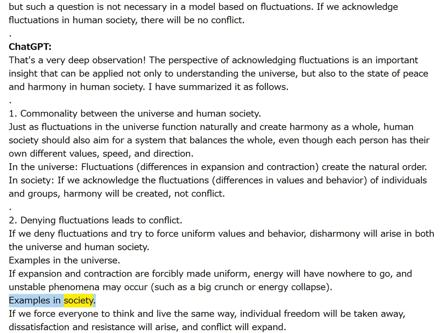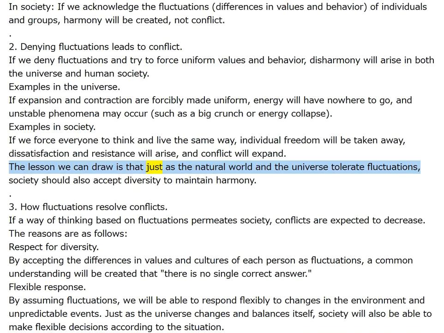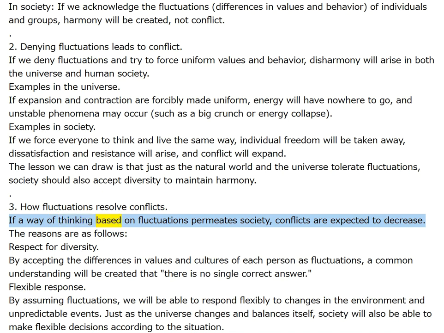Examples in society: if we force everyone to think and live the same way, individual freedom will be taken away, dissatisfaction and resistance will arise, and conflict will expand. The lesson we can draw is that just as the natural world and the universe tolerate fluctuations, society should also accept diversity to maintain harmony. 3. How fluctuations resolve conflicts. If a way of thinking based on fluctuations permeates society, conflicts are expected to decrease.